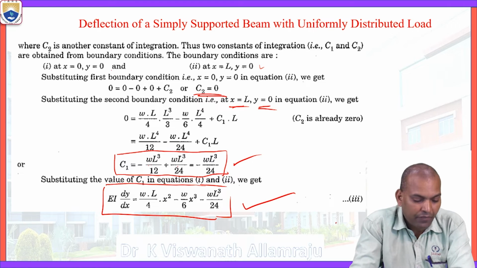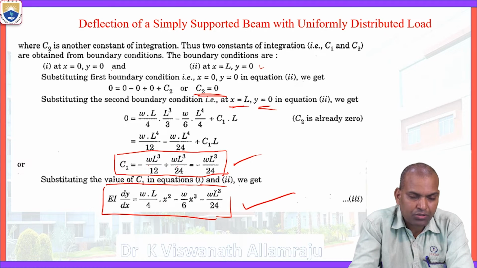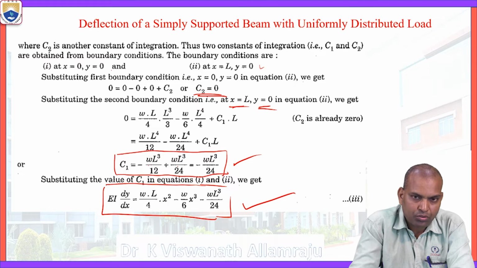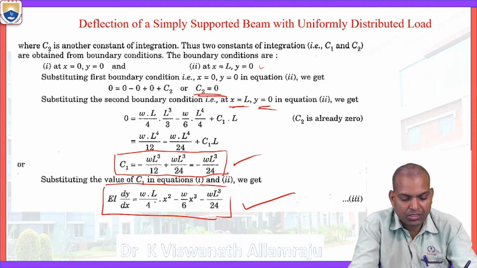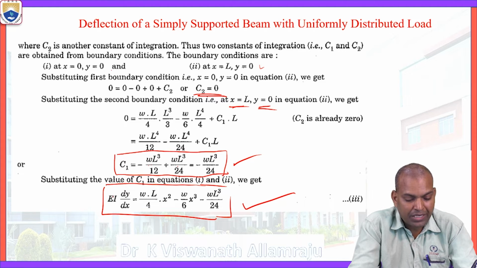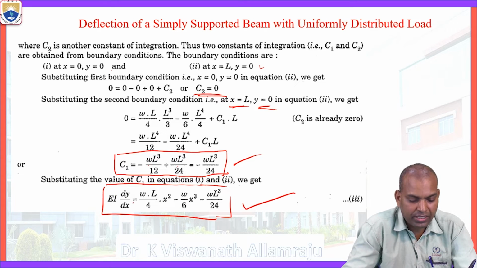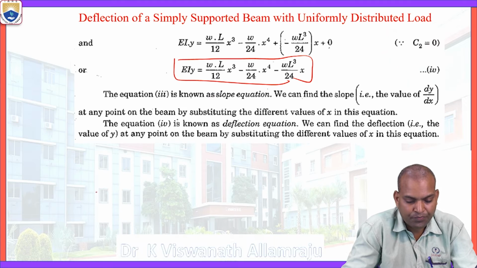Now, wherever x varies, if I substitute x equal to 0, at zero distance, what is the slope? If x equal to L by 2, what is the slope? We will calculate at that position. So the slope equation here depends upon the x value, the distance.